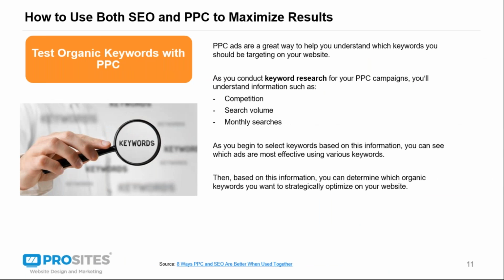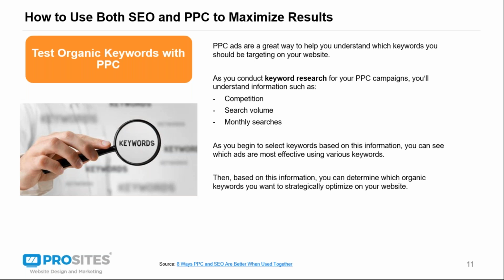You can also, going back to the keyword research, because both channels rely on keyword research, kill two birds with one stone by just doing one round of keyword research. And PPC ads are a great way to help you understand which keywords you should be targeting overall on your website as well. So as you're conducting keyword research for your PPC campaigns, you'll want to look at competition, search volume, and monthly searches. And this can be done through Keyword Planner. If you just Google the phrase AdWords Keyword Planner, that's the tool that you can use to get these metrics and understand.